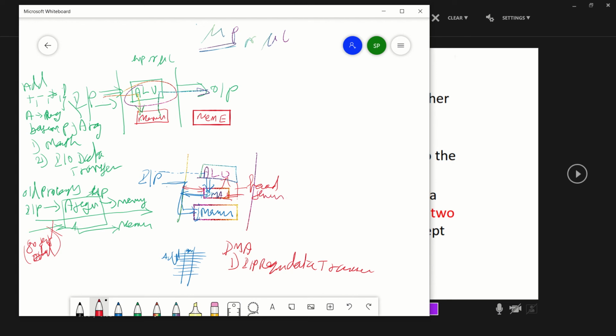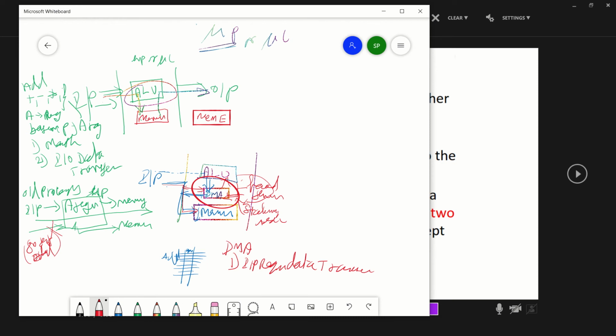The ALU gives the address, that is the starting address, to the DMA. Again, the DMA receives the permission from the ALU and the starting address, and it can collect the data from the input to memory directly. The entire process is controlled by this chip, which is called the DMA, direct memory access.